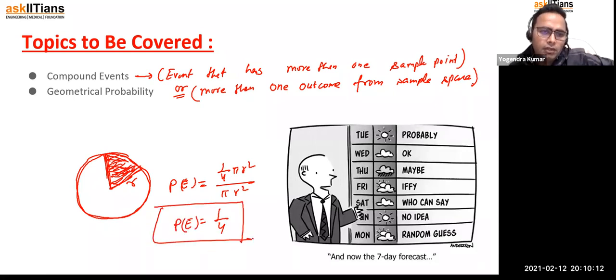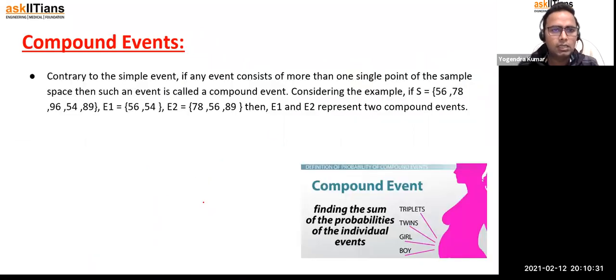Now, when we have infinitely many outcomes, if I'm talking about points here, I have thousands of points in this plane. This time we cannot exactly write down the number of points divided by the total number of points. Let's understand this further. First, compound event is clear, I think this is pretty easy. Contrary to a simple point event, if any event consists of more than one single point of the sample space, such events are called compound events.